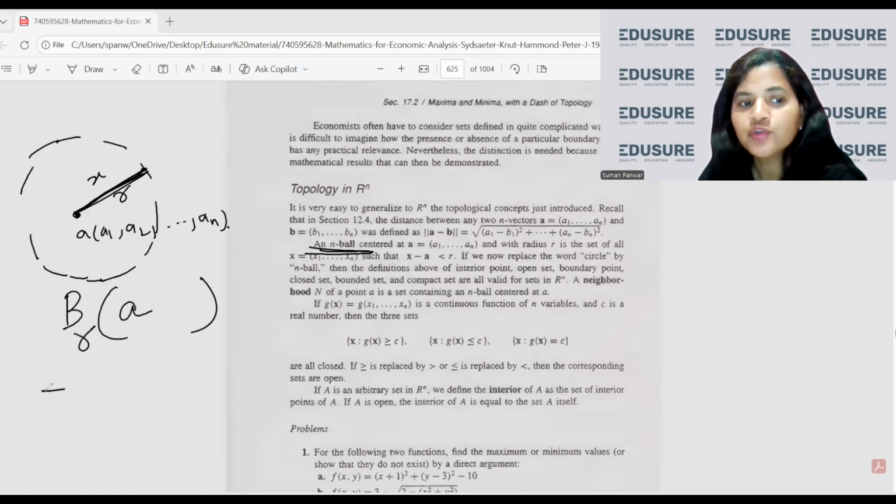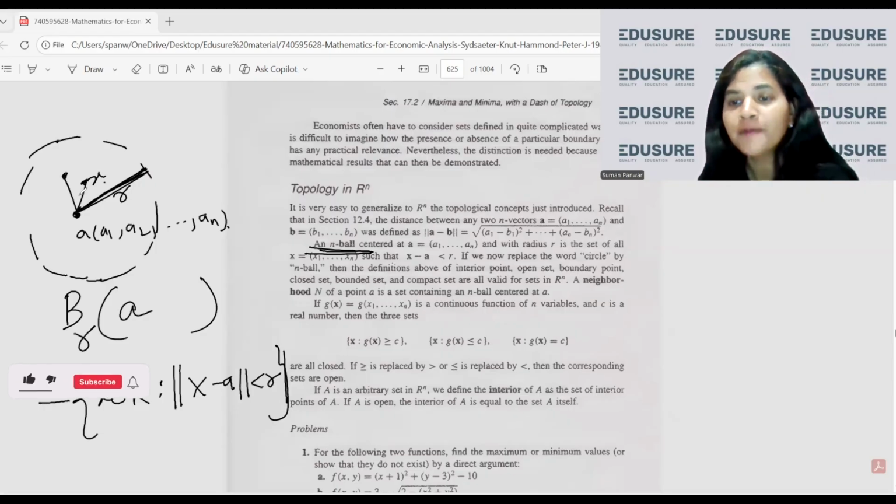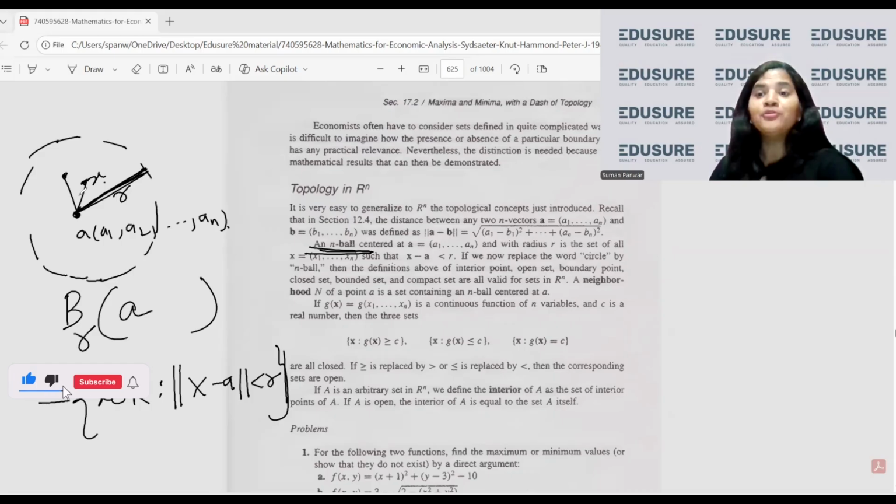Okay, what does it mean? So this contains all those x in R^n such that the norm of x minus a is less than r. The distance between x and a should be less than r. I don't want x to be on the boundary also because I'm talking about an open set. So this is about topology.